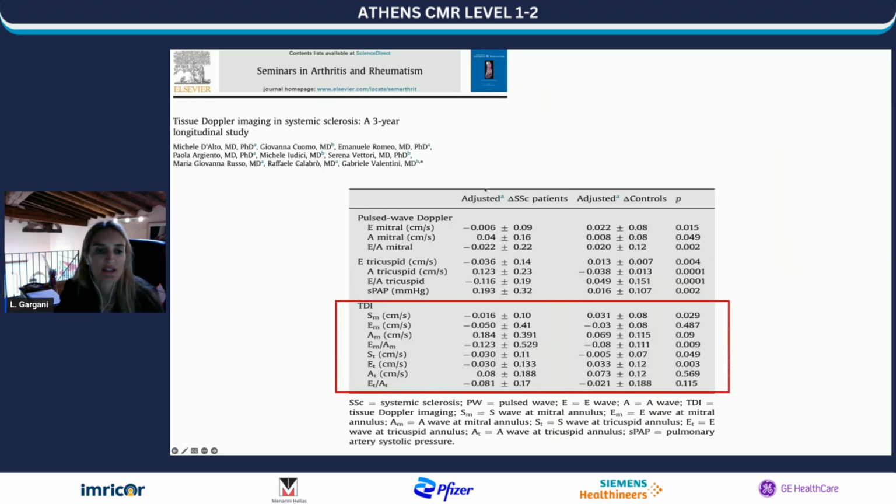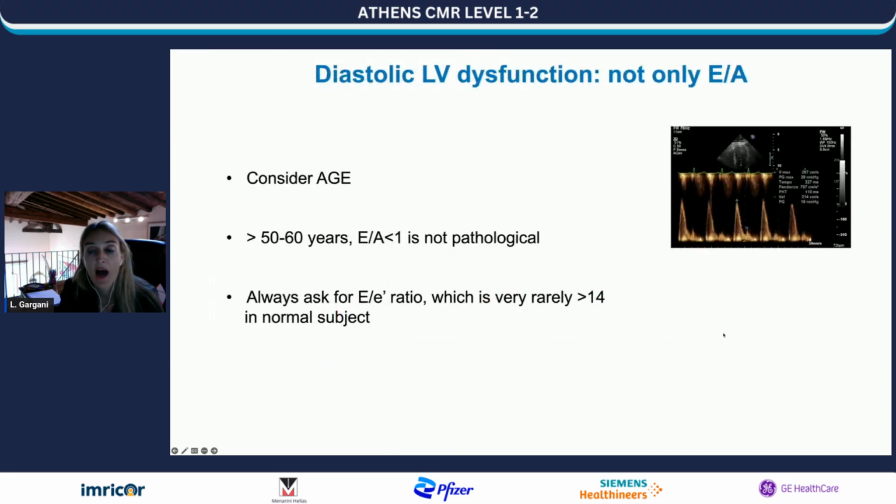And you can see here that if you use tissue Doppler for both the left and the right heart, both for systolic and diastolic dysfunction, there is a significant difference between systemic sclerosis patients and controls. But there are a few things to keep in mind.